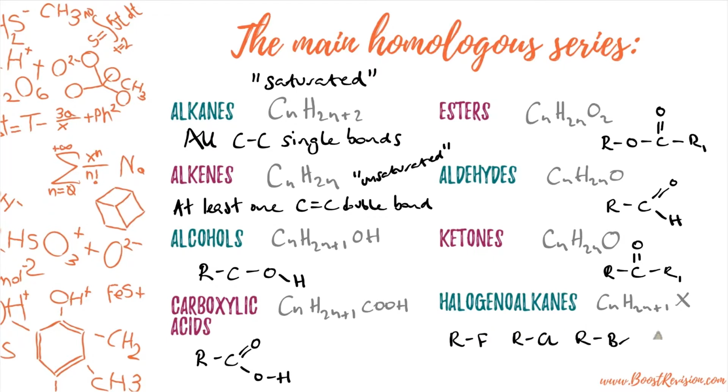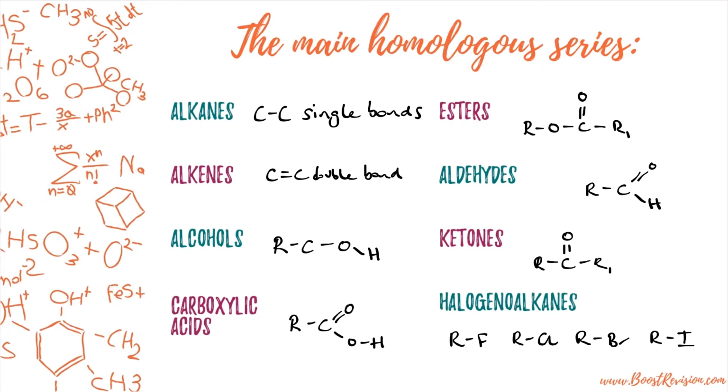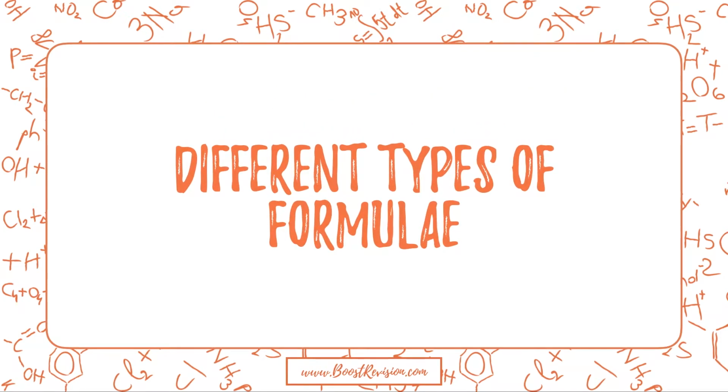Finally, halogenoalkanes are alkanes with a halogen attached, where the halogen has replaced one of the hydrogens. So these can be written as R for the carbon chain attached to any of the halogens: fluorine, chlorine, bromine, or iodine. And as you can see from the general formula, they're usually generalized with an X to denote the halogen. So now we've identified the homologous series and functional groups. Let's go on to look at the different types of formula.